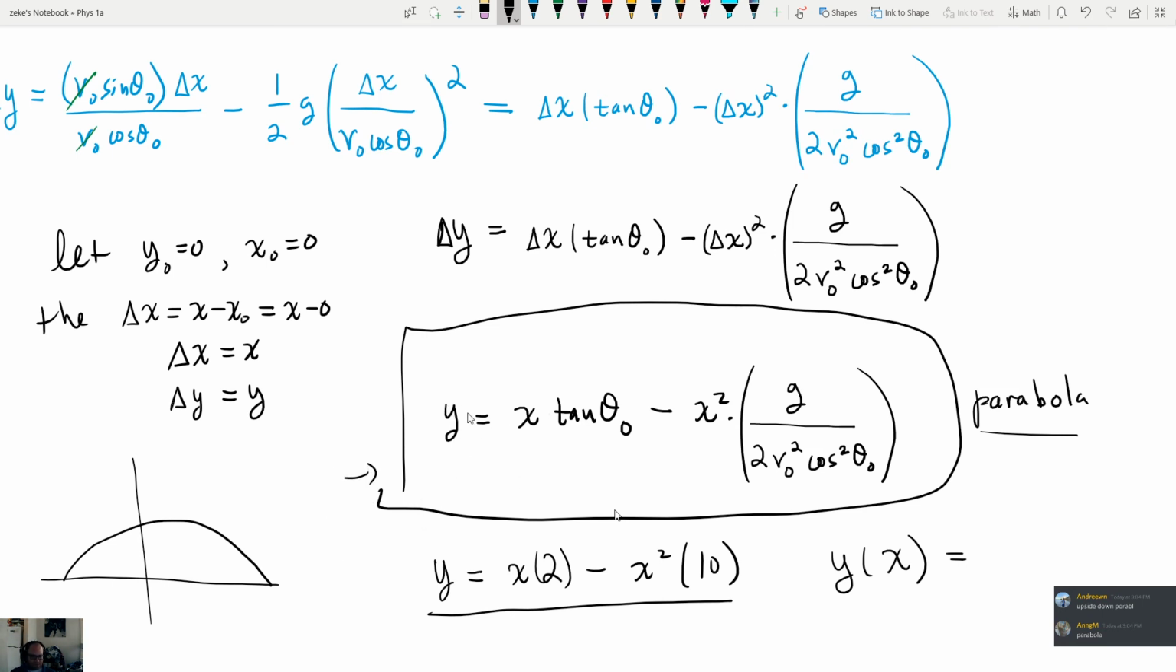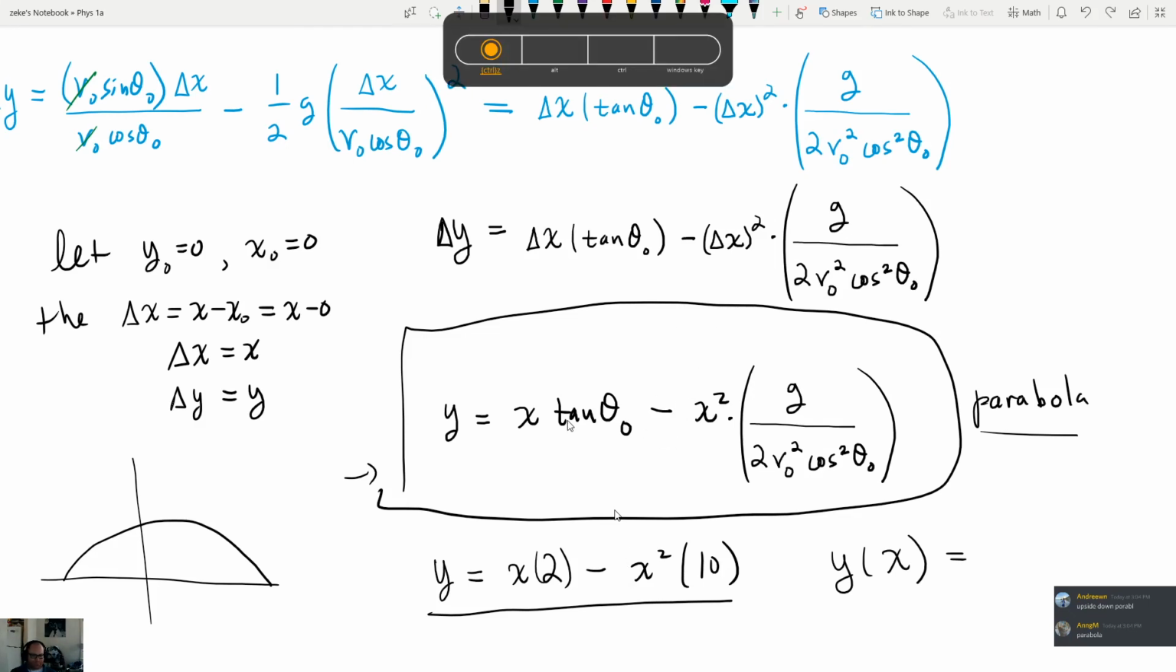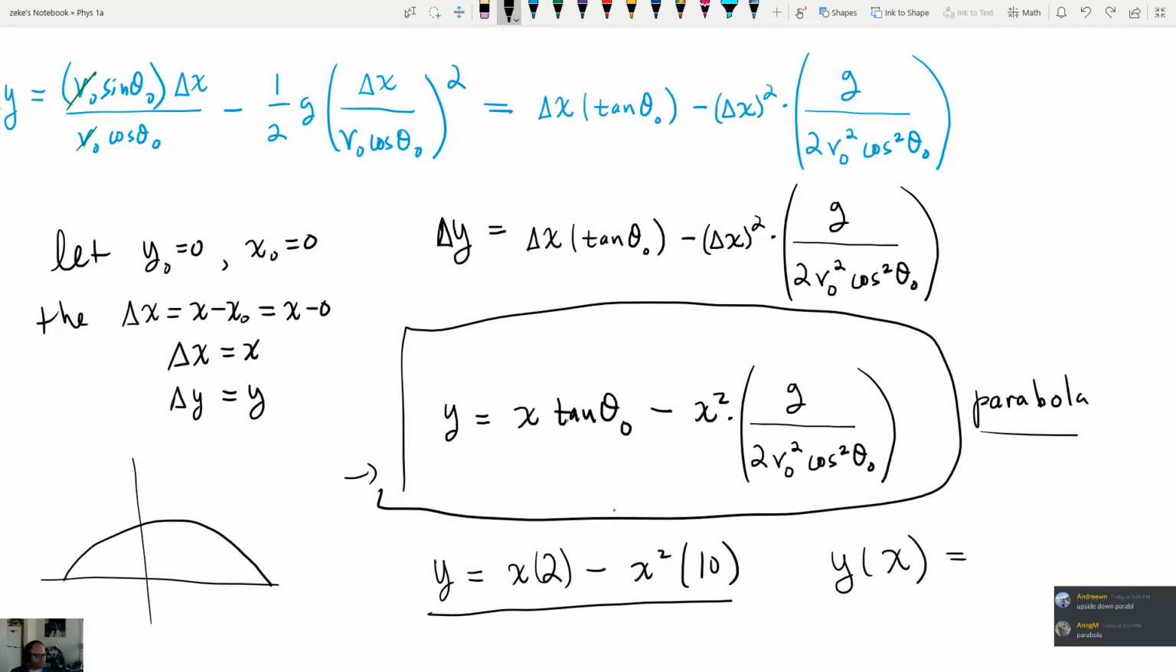Because you've got y as a function of x, and you've got an x here, and then a negative x squared here, and it's a negative parabola. Upside down is important, as you guys said, because there's a negative sign there. So there we have it. Good place to take a break. Does anyone have any questions? We'll come back and we'll use these equations to solve problems.